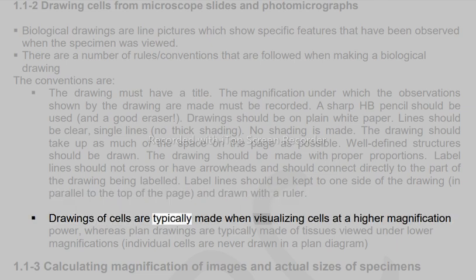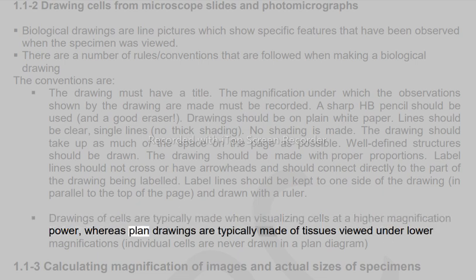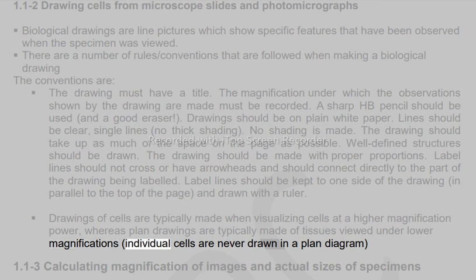Drawings of cells are typically made when visualizing cells at a higher magnification power, whereas plan drawings are typically made of tissues viewed under lower magnifications. Individual cells are never drawn in a plan diagram.